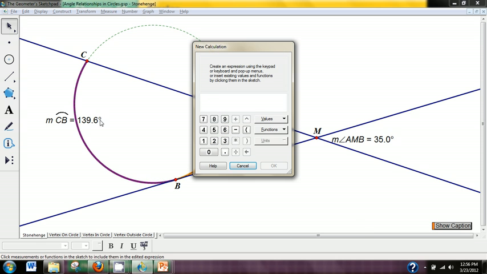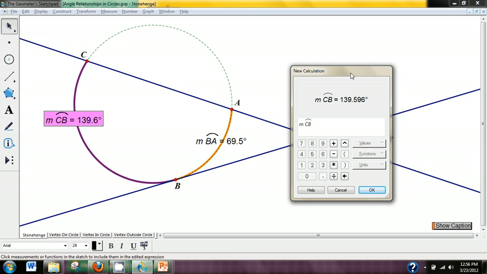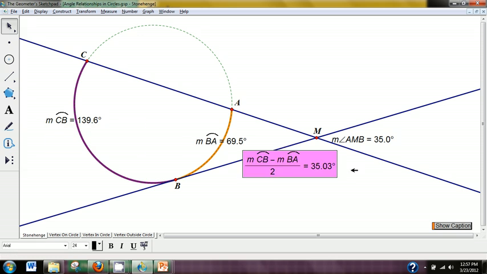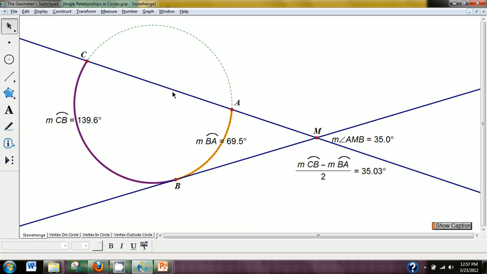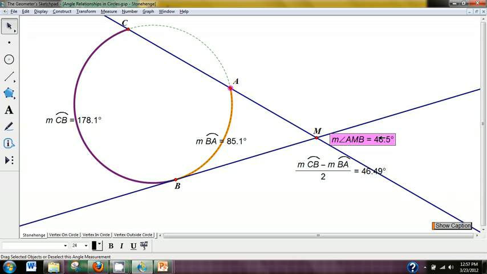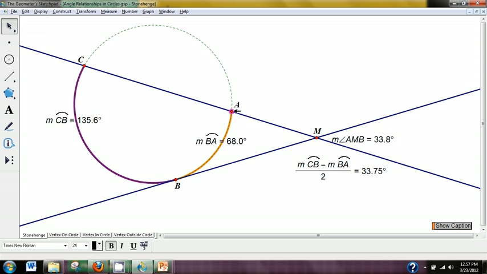is subtract the smaller arc from the larger arc. And I get 70.066. Well, that's actually exactly double the rounding of this angle of intersection. So if I divide their difference by 2, I would get exactly that angle of intersection. Let me move this around again so you can see that no matter how these move, this angle of intersection and this calculation right here stay exactly the same.